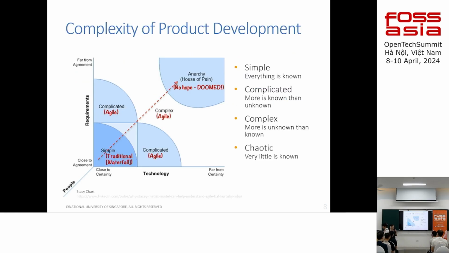Okay, next, let's look at the complexity of product development. So usually that's how it looks, right? If you have close to certainty and close to agreement, it's a very simple project. Then a waterfall methodology is more than enough, right? Then if you have far from agreement and far from certainty, nothing is sure, then you have anarchy. Basically, everything is just messy. That's just one word, mess. There's nothing else. But in between, right? This is where most of our projects lie, right? You have some sort of agreement, you have some sort of certainty, and whether it's complicated or complex, this is where Agile comes into play. Agile is best to deal with this sort of project.